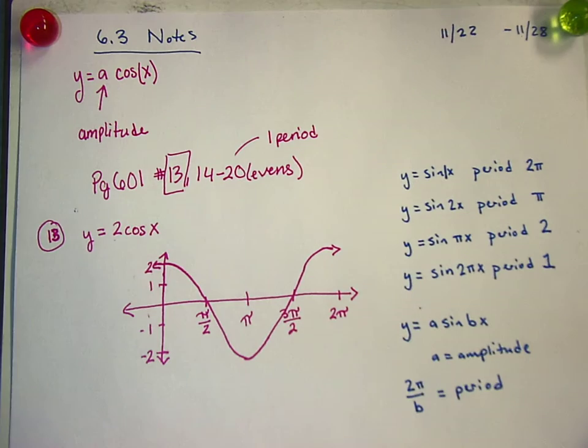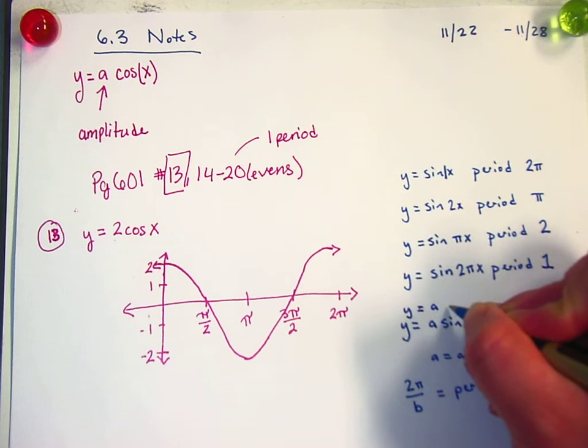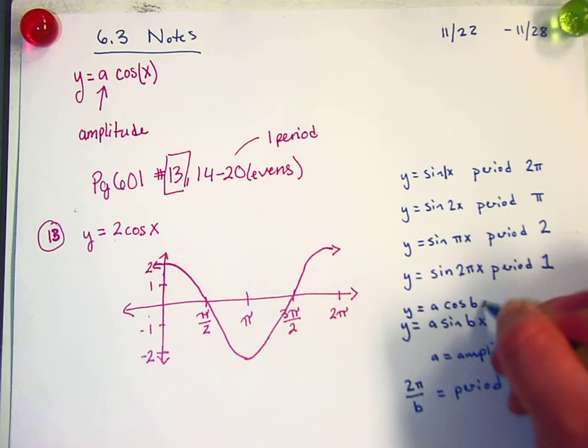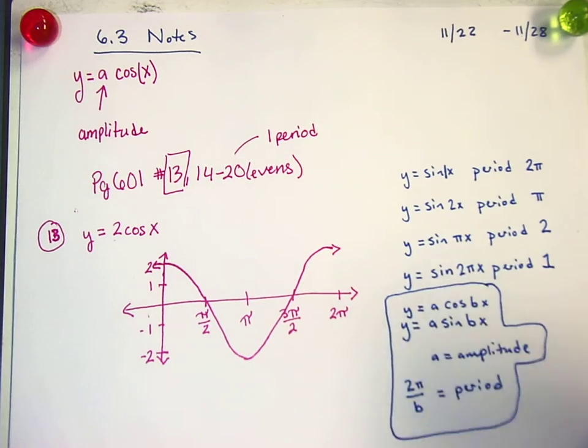So here's our final answers, and this could also be y equals a cosine of bx. So here's kind of our conclusions that we've come up with so far.